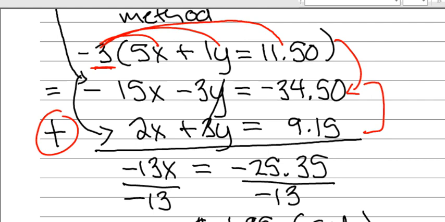And what happens? Well, the negative 3y and the positive 3y cancel out. And I'm left with negative 13x equals negative 25.35. To get x alone, I'm going to divide both sides by negative 13. And when I do that, I get x equals $1.95. That's the cost of a soda.